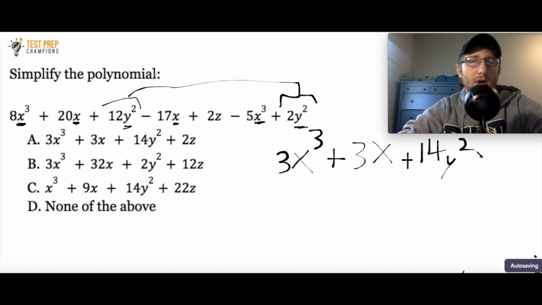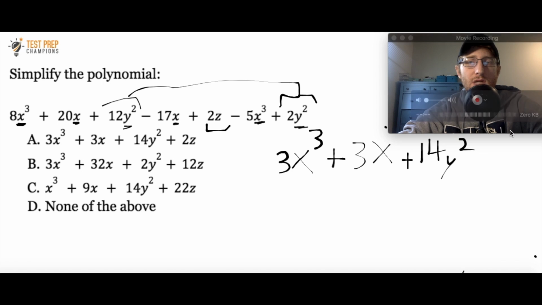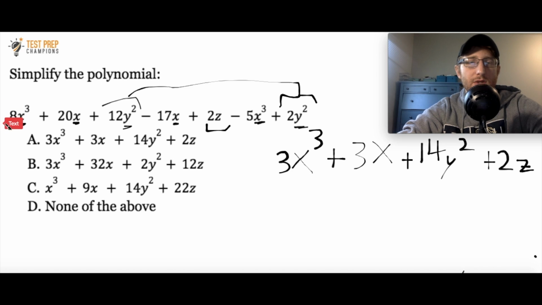Okay, and so now I can deal with the z's. And actually the z's are easy because we only see one term that has a z in it, and that's this 2z. So I just put this 2z right here. And the correct answer here is A. So hopefully this makes sense.